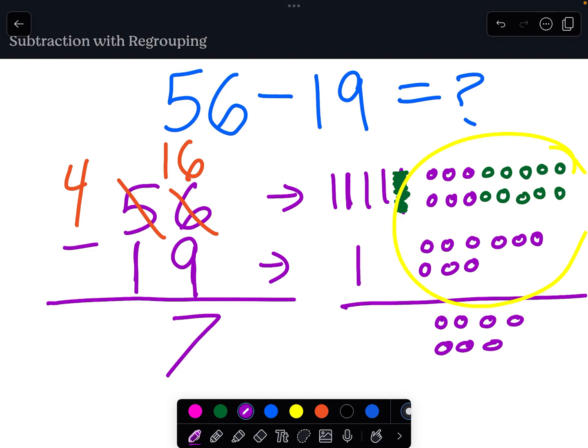Okay? Now I am subtracting one group of 10 from 4 groups of 10. And am I able to do that? Well, yes, I am. The answer is going to be, if I have 4 tens here and I take away 1, I'm left with 3 tens, right? So put 3 here. And here I know 4 minus 1 is 3. And so my answer is 37.